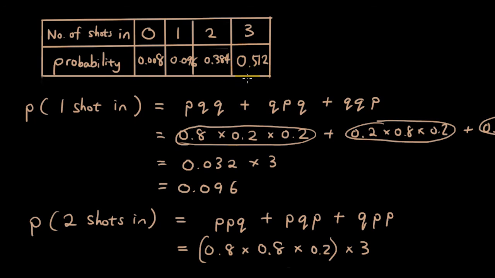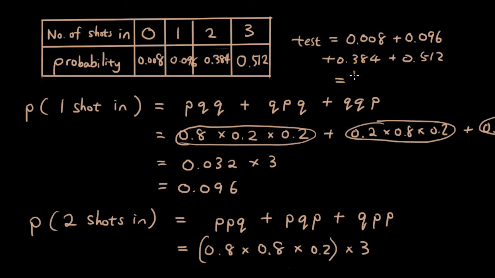Now, what you notice about these probabilities is that they should add up to 1. So let's do a quick test. 0.008 plus 0.096 plus 0.384 plus 0.512, and the answer is 1. So we have just completed our binomial probability distribution, where we have distributed the probability for all the possible results in our experiment.